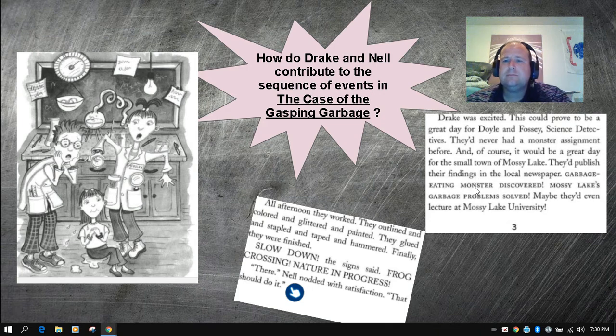Page 3. Drake was excited. This could prove to be a great day for Doyle and Fossey, science detectives. They'd never had a monster assignment before, and of course, it would be a great day for the small town of Mossy Creek. They'd publish their findings in the local newspaper. Garbage-eating monster discovered. Mossy Lake's garbage problem solved. Maybe they'd even lecture at Mossy Lake University.